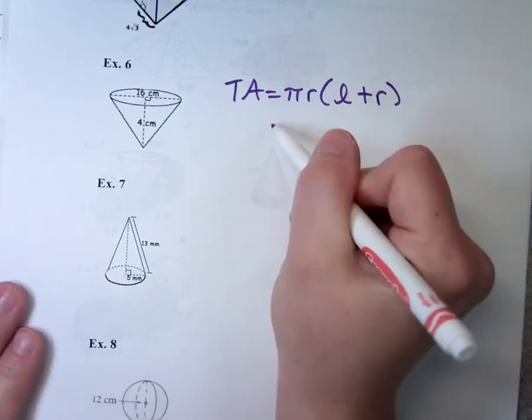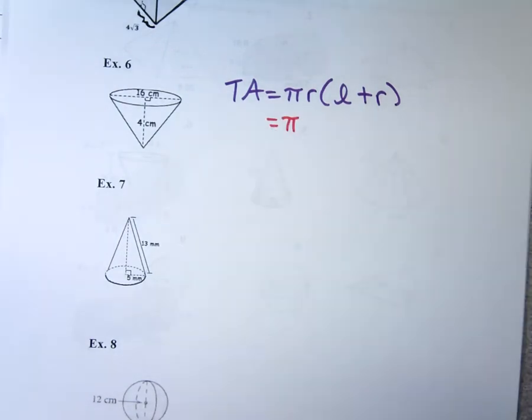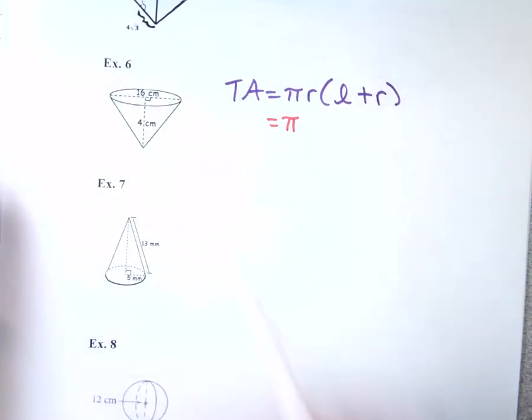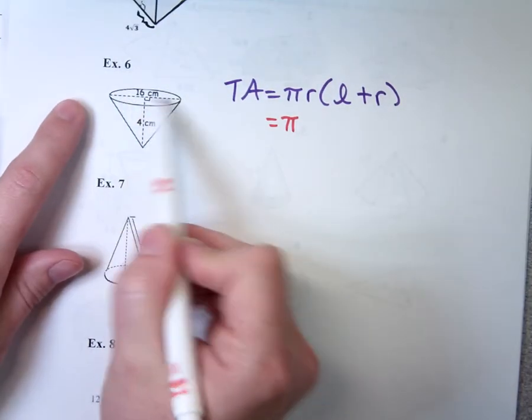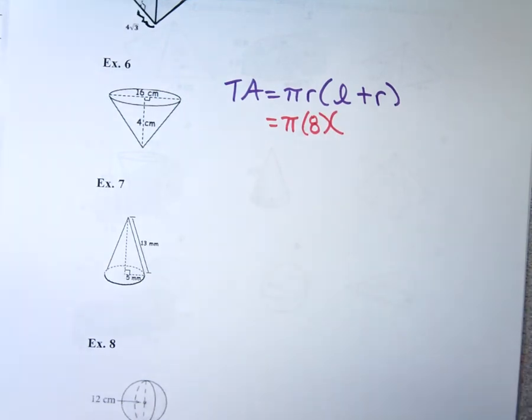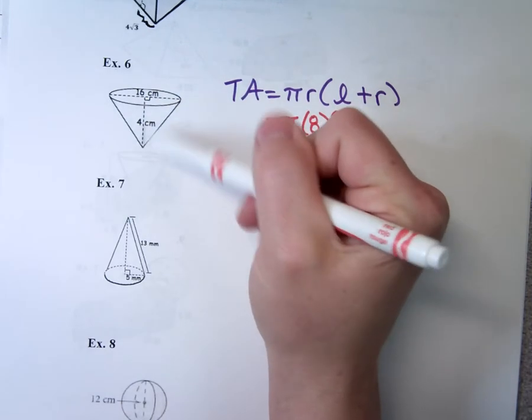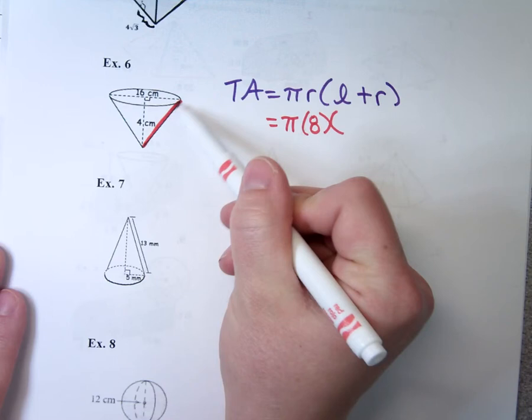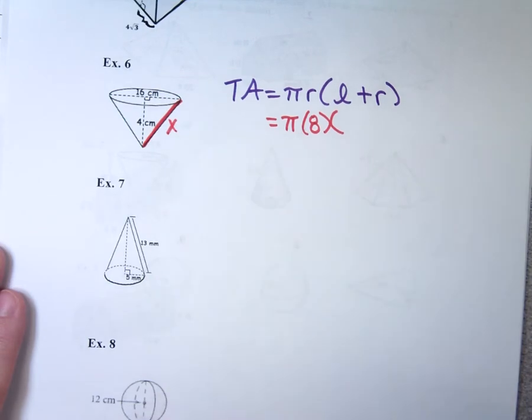Okay, so let's see what we know. Do we know the radius? The radius is 8. Good. 16 is all the way across, so that's the diameter, so the radius is half, so the radius is 8. Do we know the slant height? No. This 4 is the actual height of the cone. We want this guy right here. That's the slant height. I'm going to call it x. What could I use to figure it out?